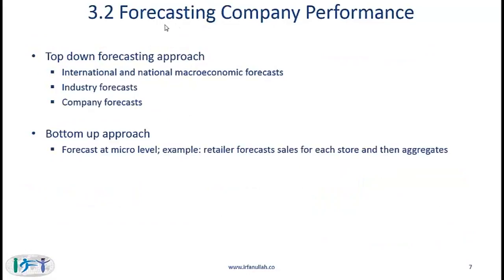Moving now to forecasting company performance. Now again, this is material that is covered in a lot more detail in the reading on industry and company analysis. But here I'll just make a high-level point. When we forecast, there are two broad approaches. One is to use a top-down approach, the other is to use a bottom-up approach. In a top-down approach, you first look at international or national macroeconomic forecasts, then based on those you look at industry forecasts, and then you come down to company forecasts.